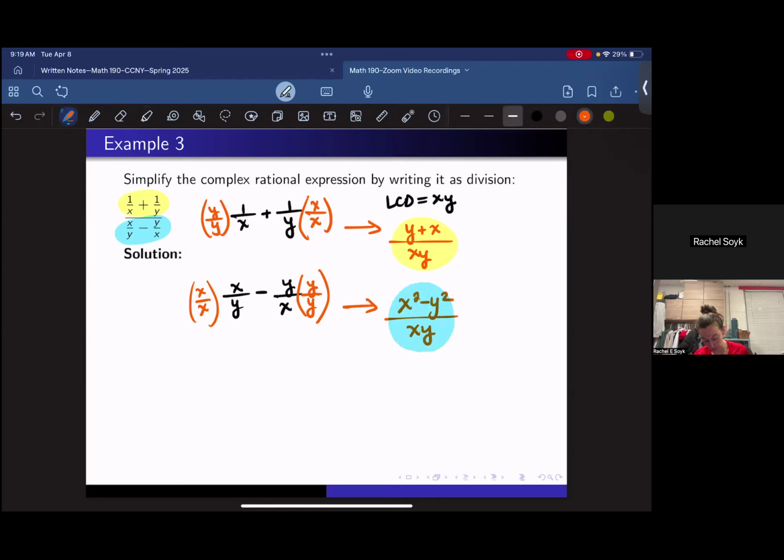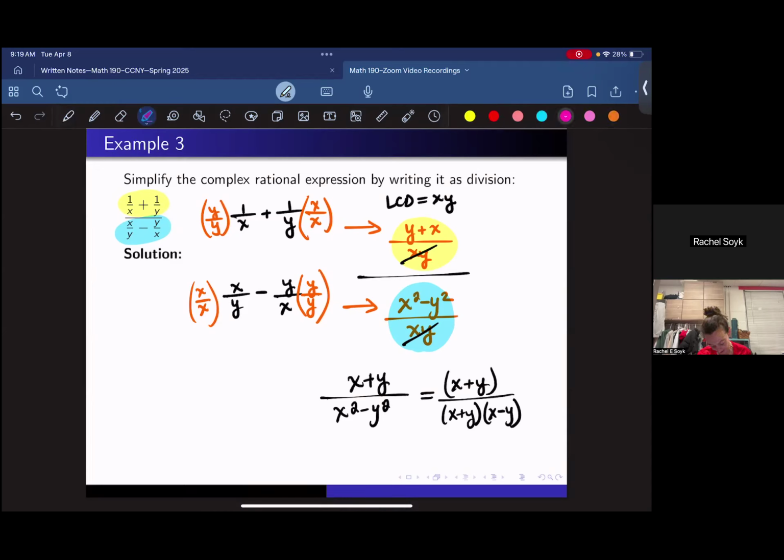Now we're dividing yellow and blue by one another. Keep, change, flip. Lucky for us, denominators are the same, so they cancel out. So we essentially are looking at y plus x, which is really the same as x plus y, all over x squared minus y squared, but this is a difference of squares, which means we can factor this into x plus y in parentheses, x minus y. And why is that important? No pun intended. It's important because now we can cancel out an x plus y in both the numerator and the denominator. So our final result is really just 1 over x minus y. And we are done.